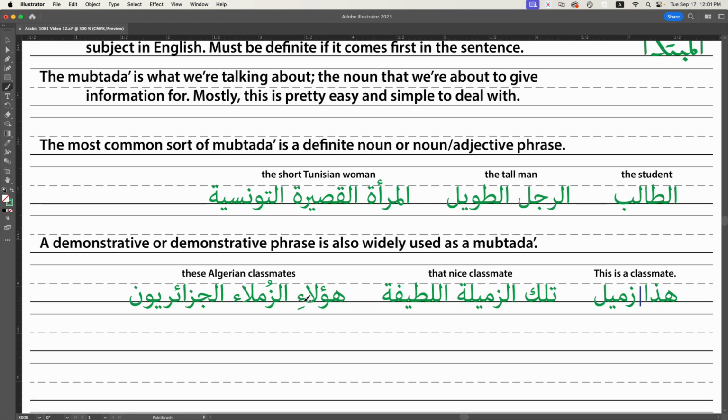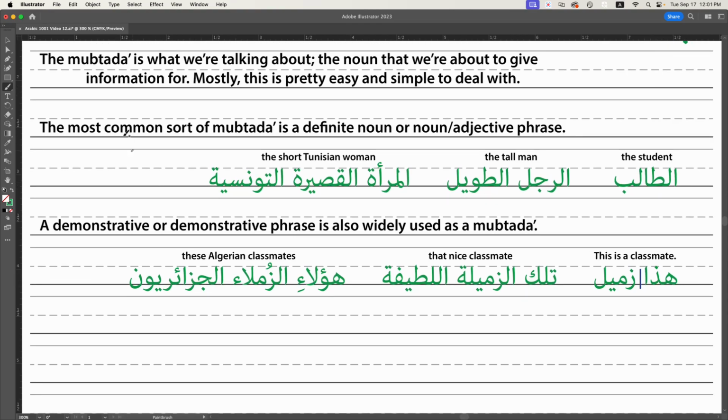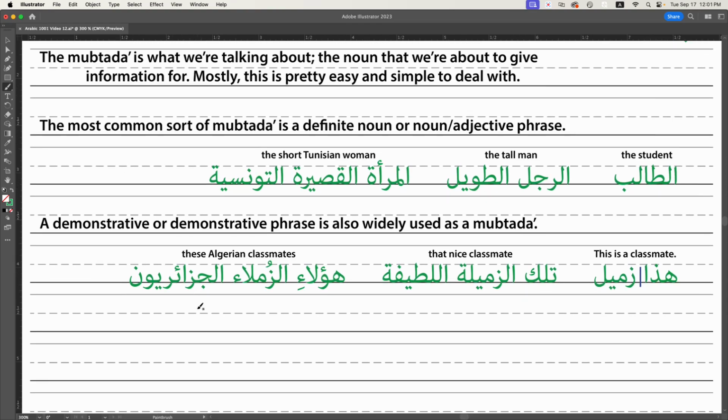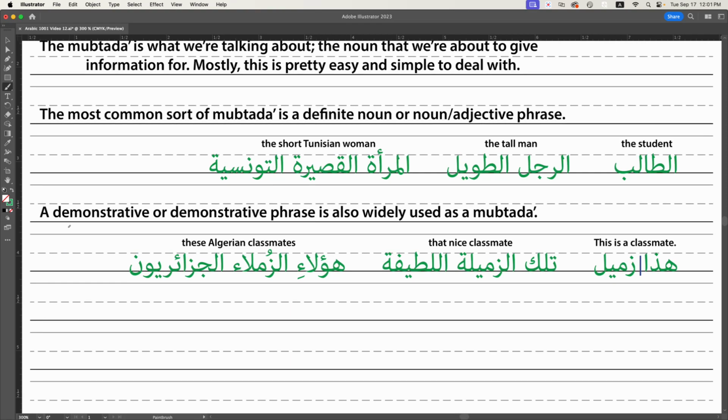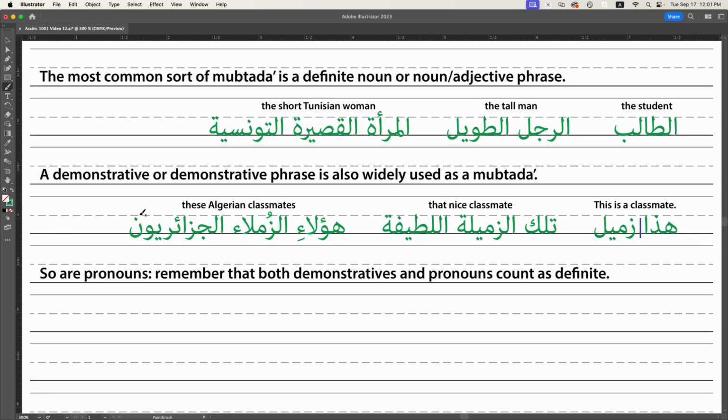So هؤلاء الزملاء الجزائريون, these Algerian classmates. Kind of a mouthful in Arabic. But then we'd go on and say something about them. So whether the demonstrative is just by itself or is part of a noun adjective phrase, these are very, very common types of mubtadas for sentences. And you'll see these all of the time. Same thing goes with pronouns, and remember that both demonstratives and pronouns always count as definite for this purpose.